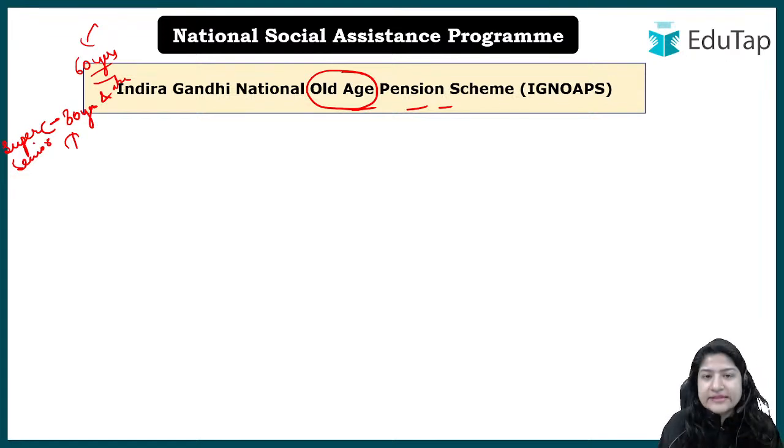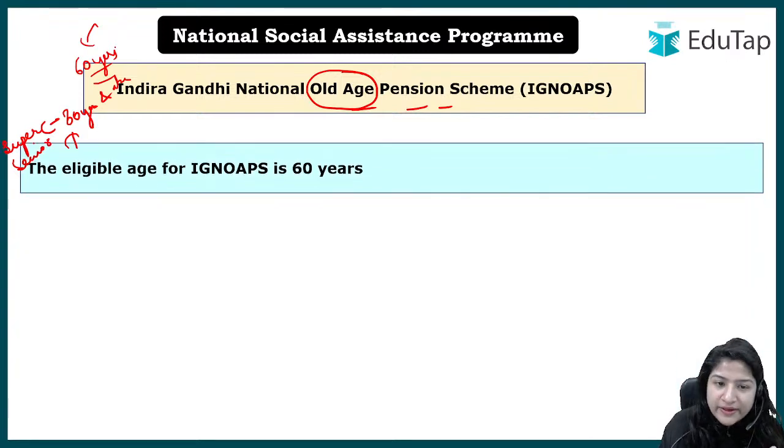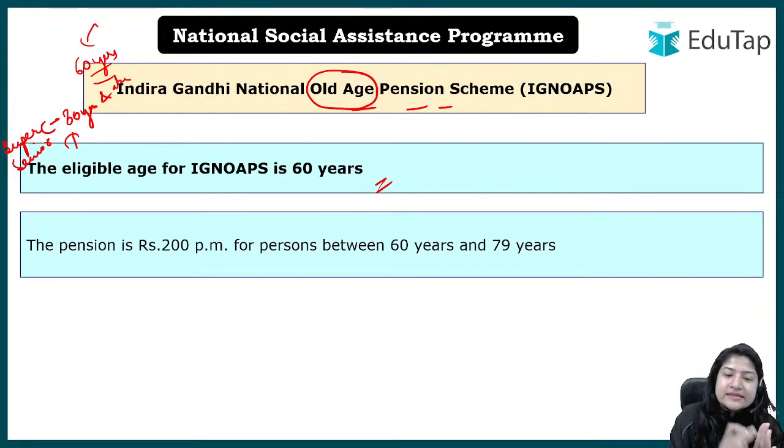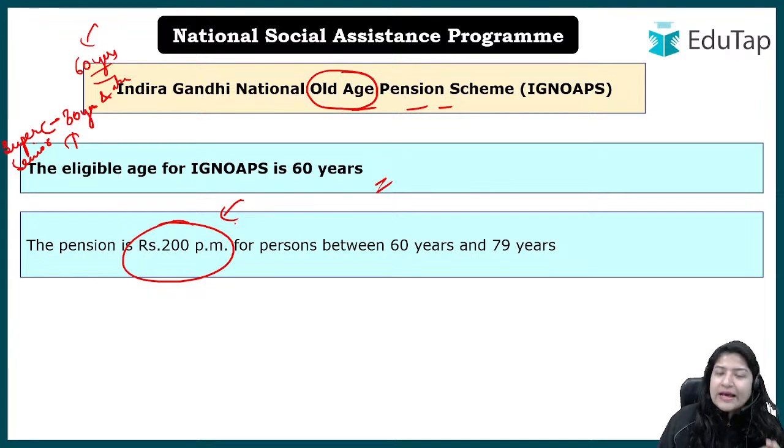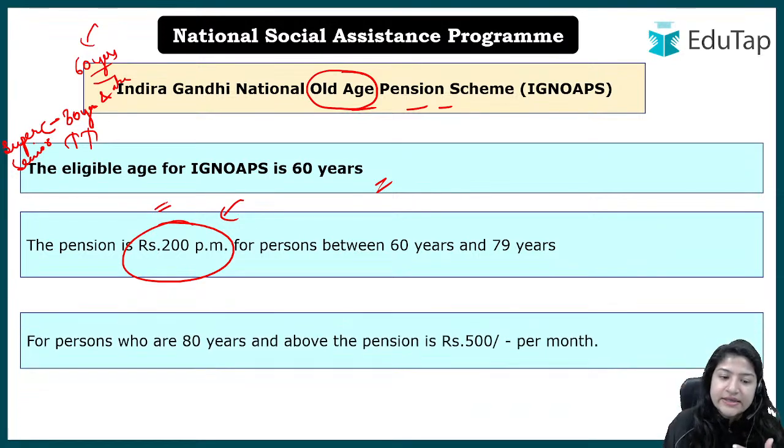Now how much? Let's see. For 60 years, rupees 200 per month is provided. First of all, the eligible age is 60 years, that we have understood. From 60 till 79, rupees 200 per month is provided as pension. Now for 80 and above, what is the pension? More than this. Rupees 500. So for 80 and above it is 500 per month.